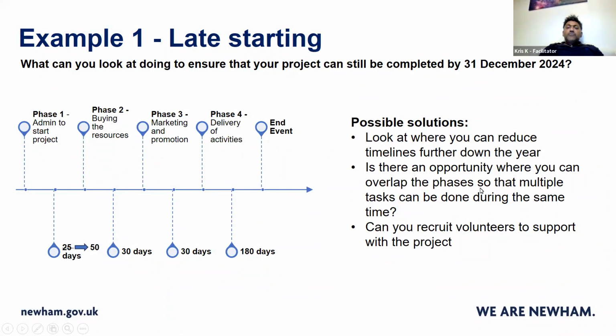Is there an opportunity where you can overlap some phases? One way of shortening the days is to overlap some of the phases. For example, towards the end of the phase of buying the resources, you could start your marketing a bit earlier. So you're buying and you're also starting your promotions. You could continue your marketing and promotion phase into your delivery of activities, because it's 180 days of activities. You don't want to stop your promotions just because you're starting the activities. You do want to continue promoting your events as well. So you can overlap the phases.